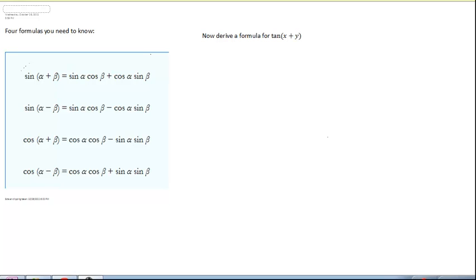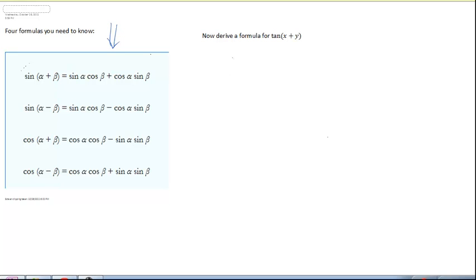Okay, so now we want to take that information that we've come up with, the four trig addition formulas, and use it to come up with even more information. We can use these as our basic fundamental building blocks, and the result is that we should be able to get more formulas that will help increase the number of substitutions we can make when we solve. So we're going to start by taking these four formulas that you see here on the left and using them to derive a formula for tan of x plus y.